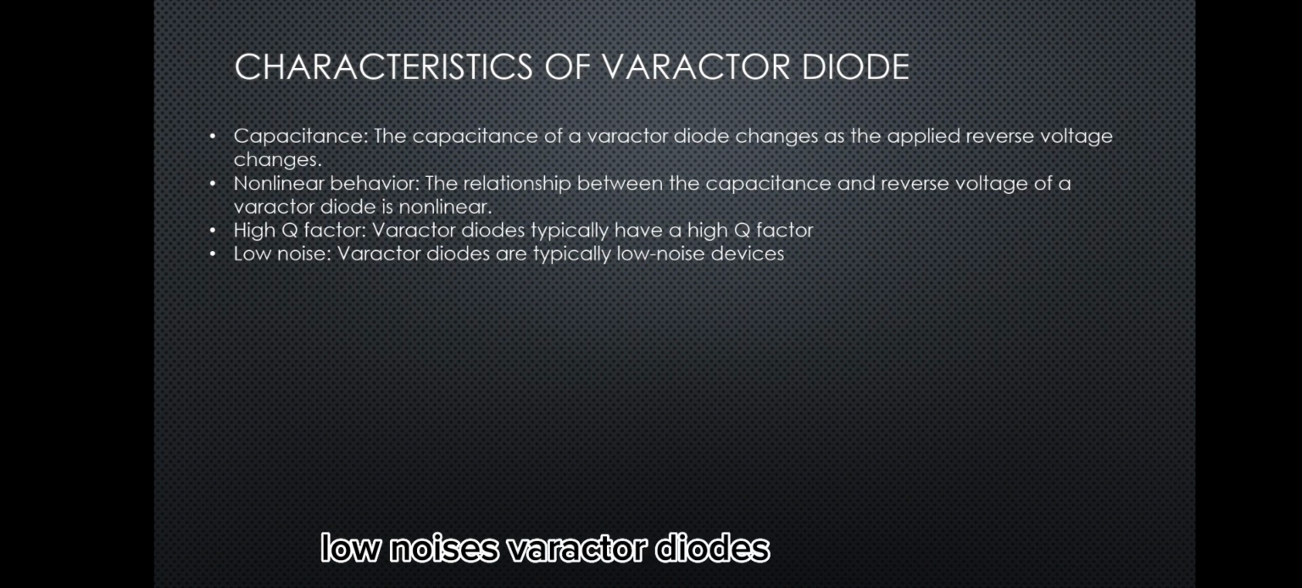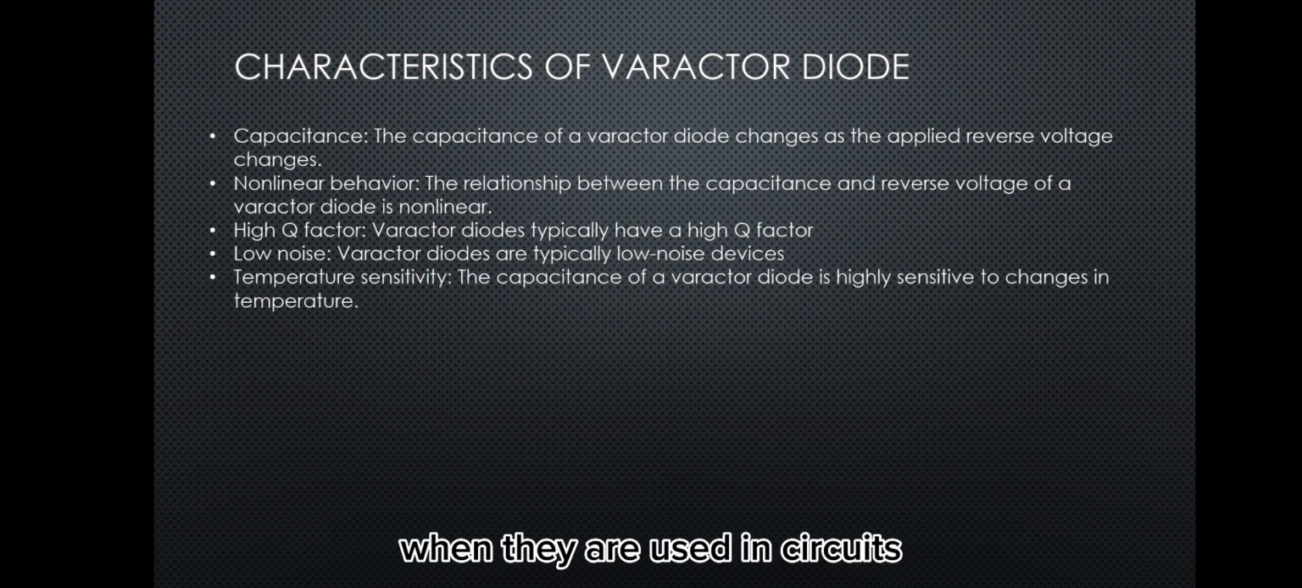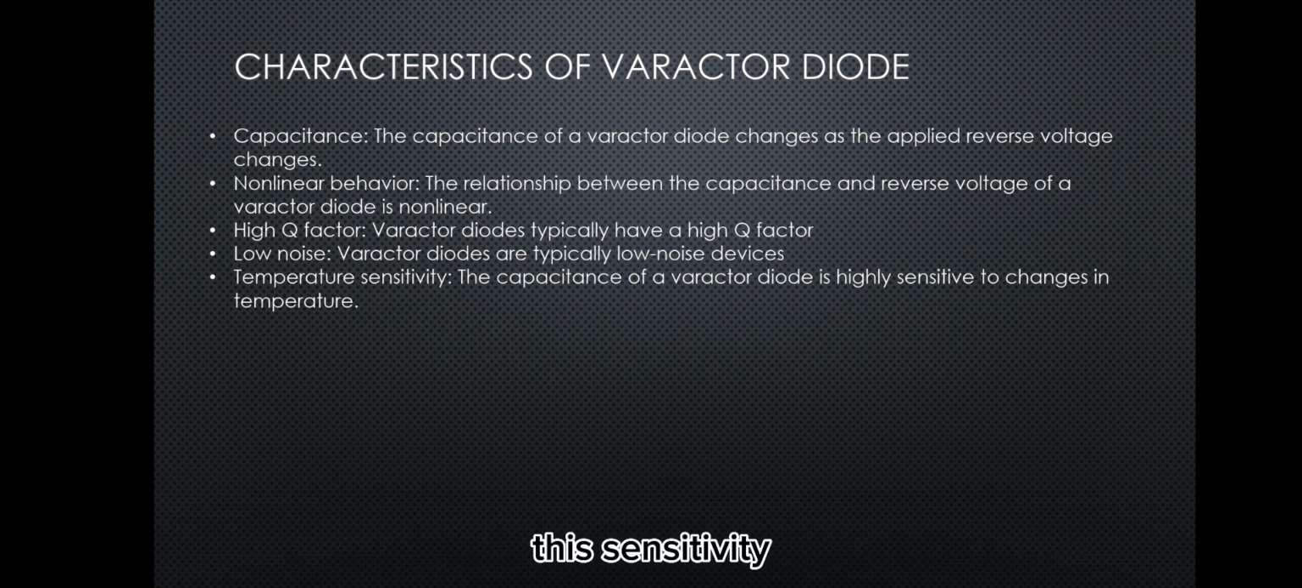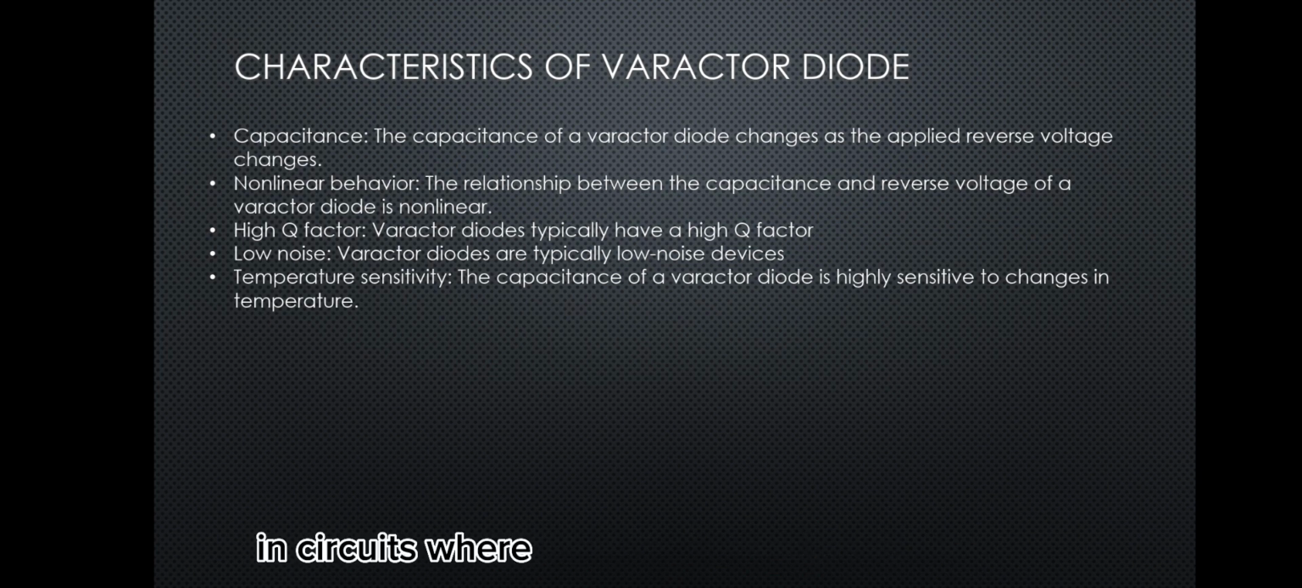Low noise. Varactor diodes are typically low noise devices, which means they generate little to no noise when they are used in circuits. Temperature sensitivity. The capacitance of a Varactor diode is highly sensitive to changes in temperature. This sensitivity can be both an advantage and a disadvantage depending on the application. For example, it can be advantageous in temperature compensated oscillators, but it can be disadvantageous in circuits where temperature stability is critical.